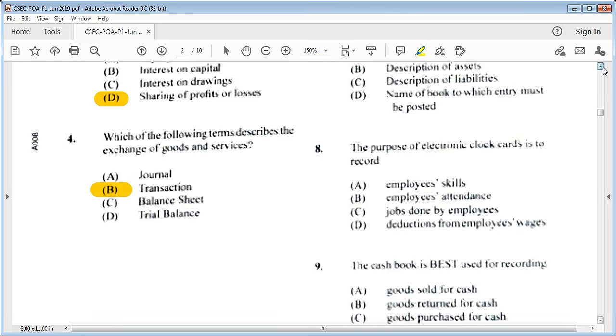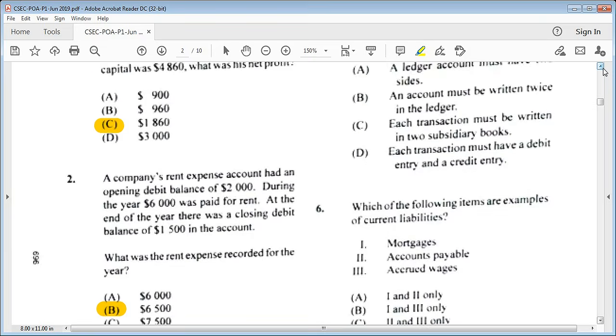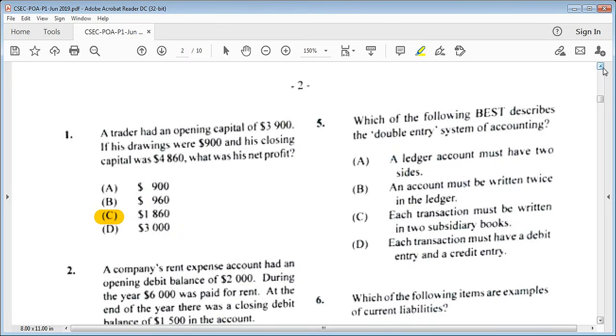Let's go on to number 5. Which of the following best describes the double entry system of accounting? A, a ledger account must have 2 sides. B, an account must be written twice in the ledger. C, each transaction must be written in 2 subsidiary books. Or D, each transaction must have a debit entry and a credit entry. We know double entry, our answer would be D. Each transaction must have a debit entry and a credit entry. So this is the one that best describes.